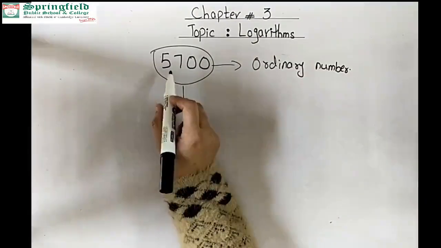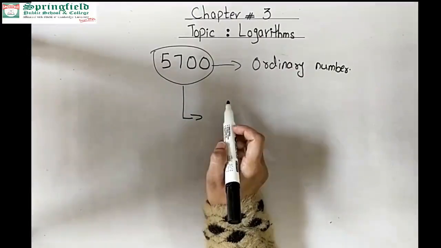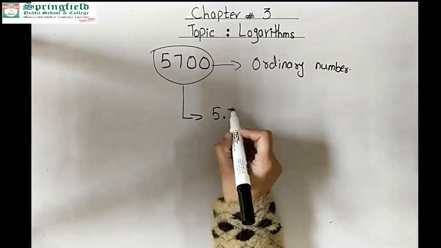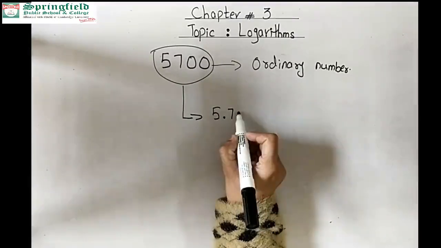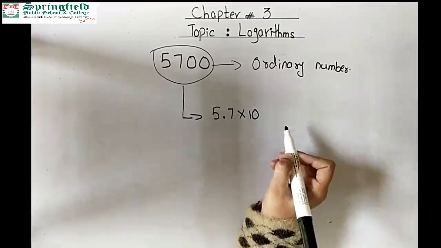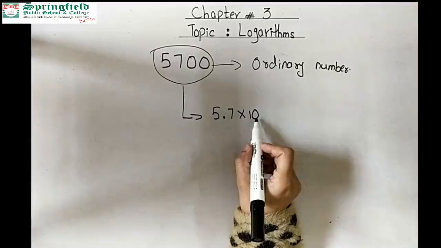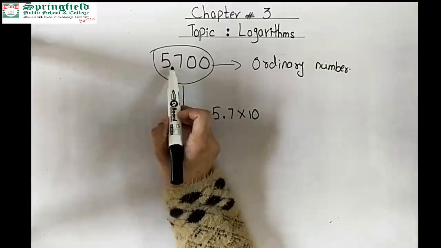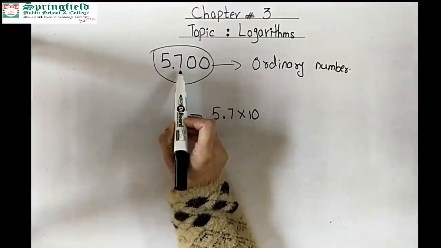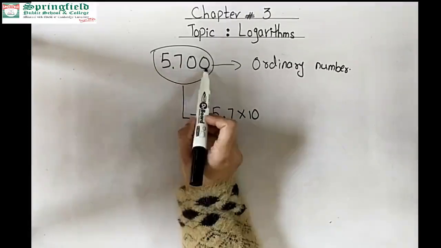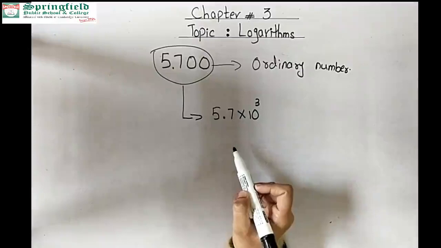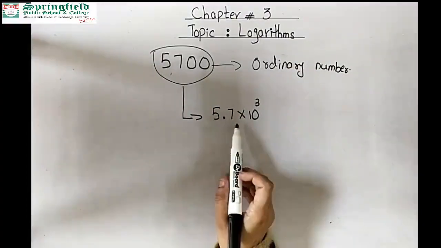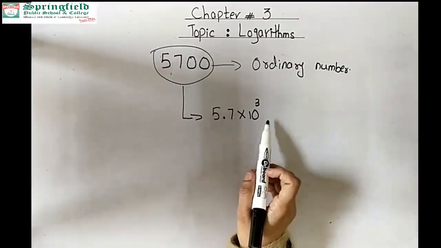So beta, keep in mind that we will write the point after just one digit. So 5, and then write down 7, the non-zero digits, and the other digits can be written in power form. So we write multiply 10 power, counting the digits after the point. After the point, how many digits are left? 1, 2, 3, it means 3. So we will write 3. So the whole number 5700 can be written as 5.7 multiply 10 power 3. Got it?